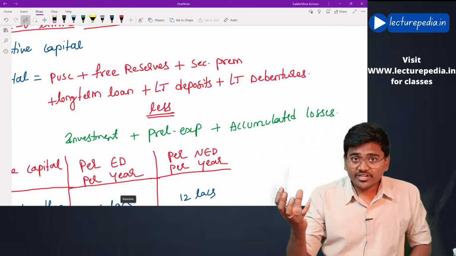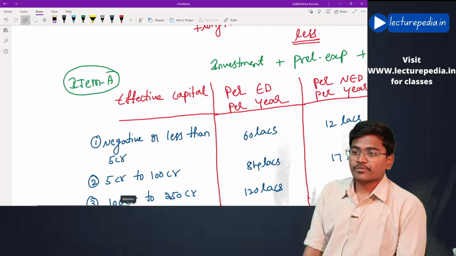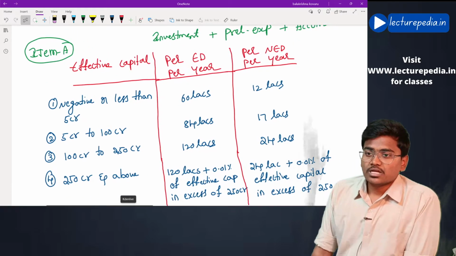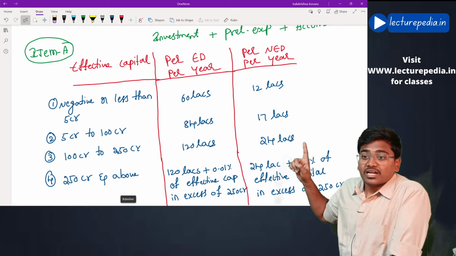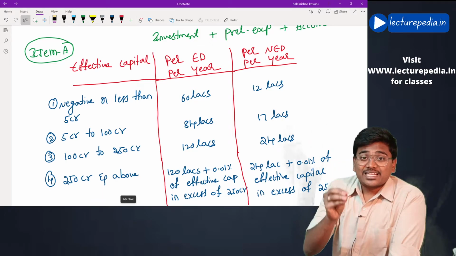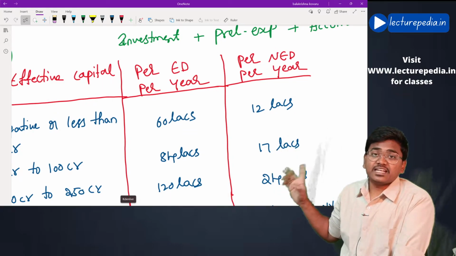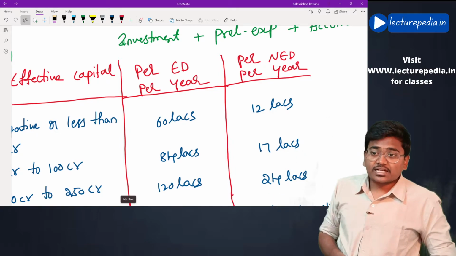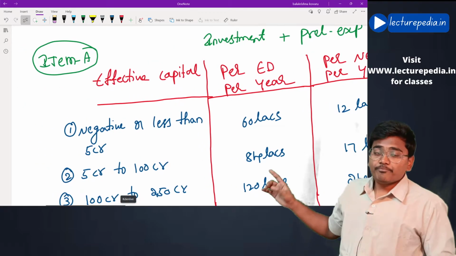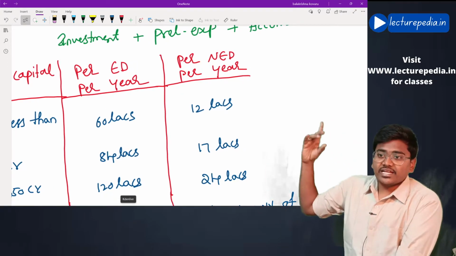Now based on this effective capital, the limits of remuneration are prescribed in Schedule 5. Let us see. Item A. Basically these limits are covered under item A. Now if the effective capital of the company is negative or less than 5 crores, in that case the remuneration that can be paid per executive director per year would be 60 lakhs. That means for each executive director you can pay up to a maximum of 60 lakhs of remuneration per year. Okay, per year, if the effective capital is negative or less than 5 crore. And per non-executive director per year would be 12 lakhs.